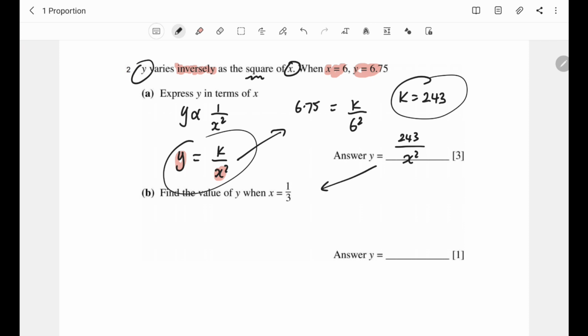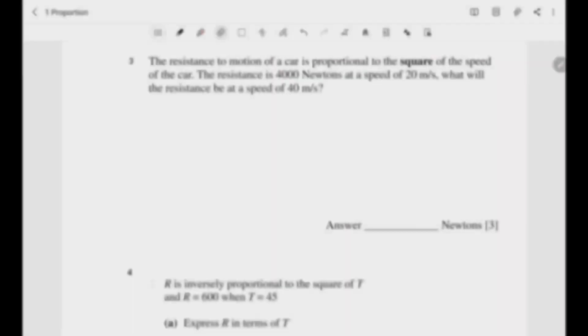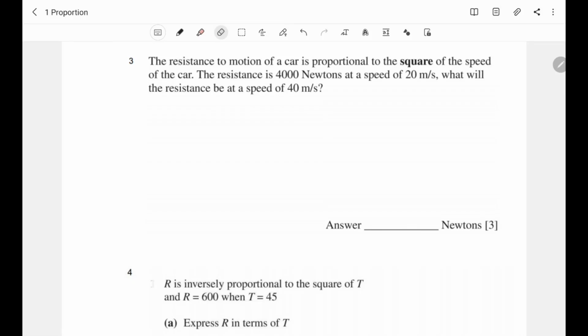Find the value of y whenever x is 1/3. So y is equal to 243 divided by 1/3 squared. And that is 2187.